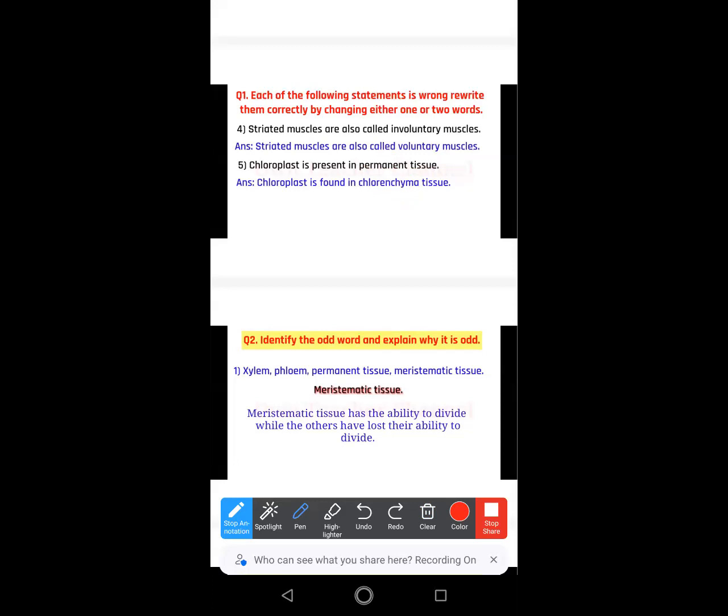Okay, have you noted this down, students? Our second question is, you can see the slide. Identify the odd word and explain why it is odd. I already told you that I will explain the question also. So what is the meaning of odd, and what does this question say?